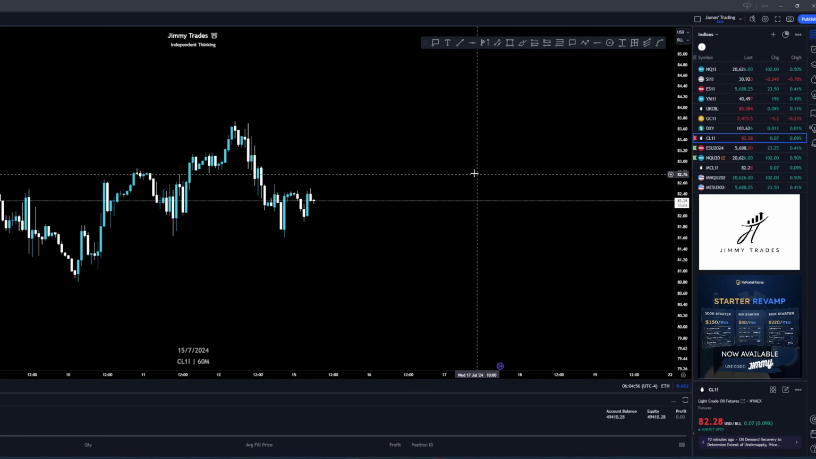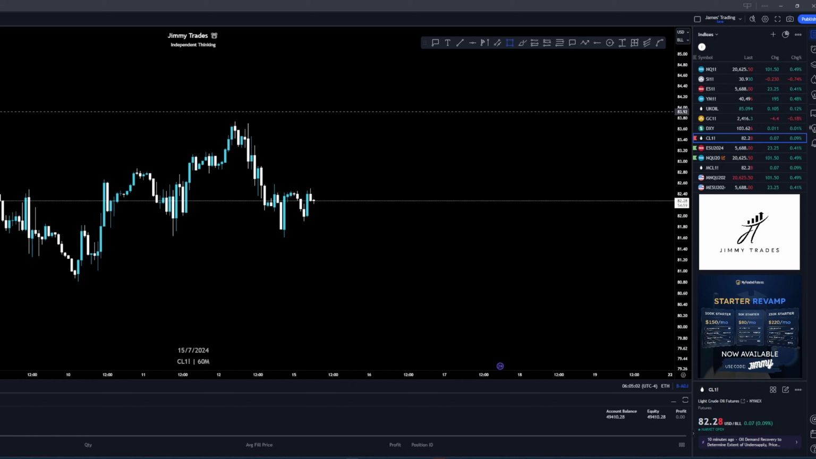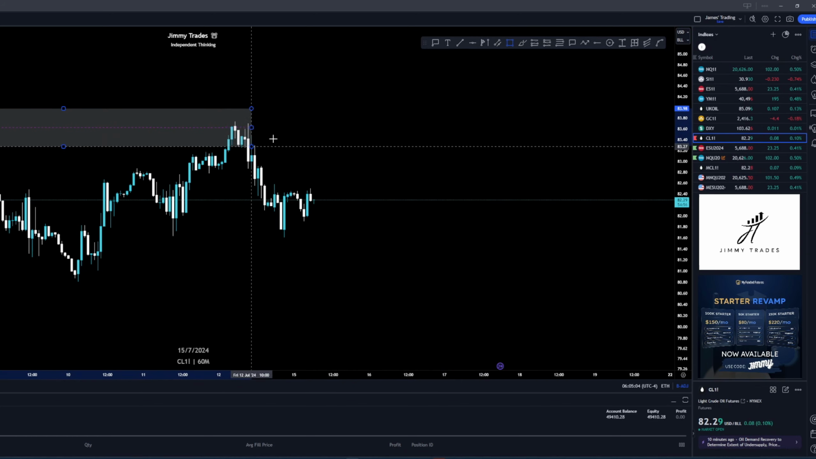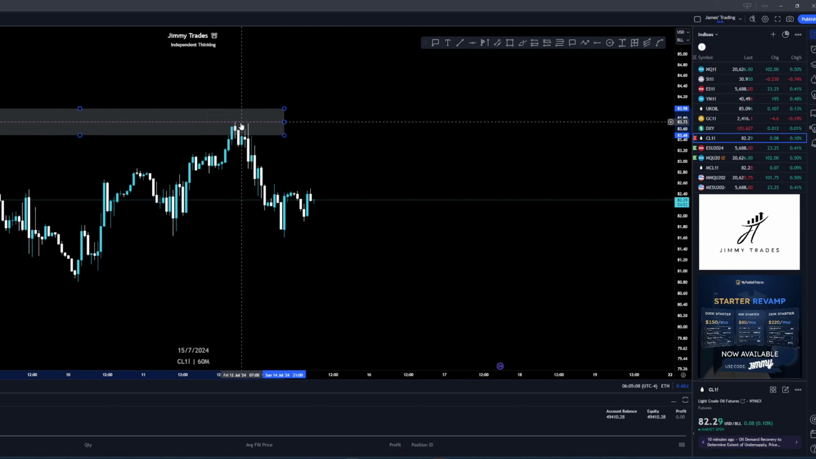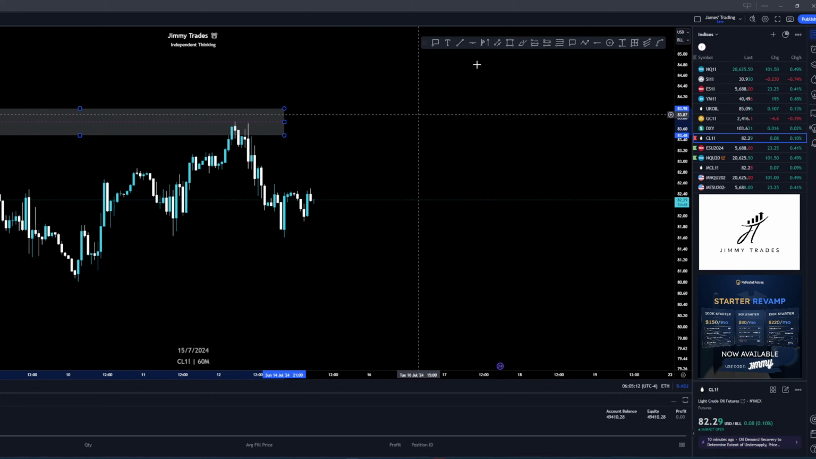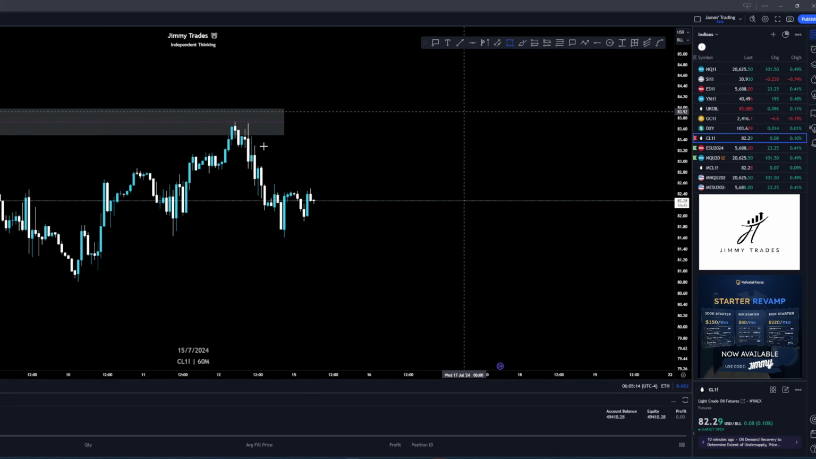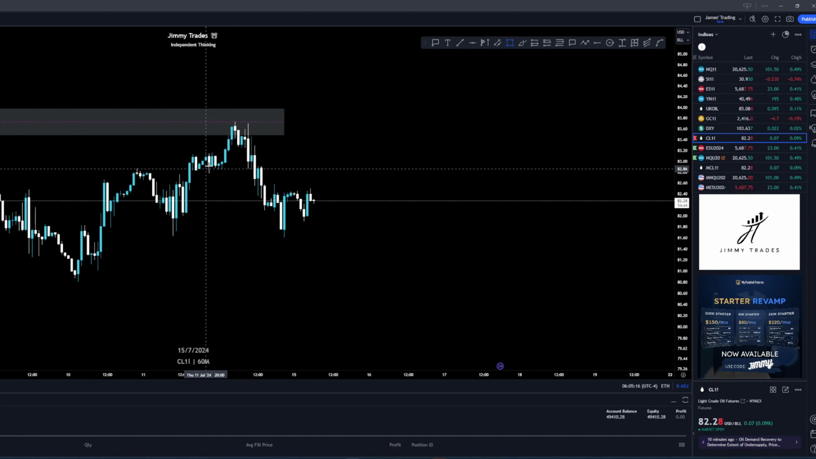Looks a little choppy. A nice sweep up into this hourly FVG here, which was respected. Mean threshold respected twice. We've got a rejection there. What do we got?